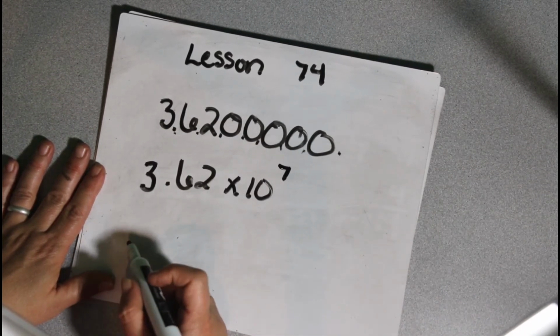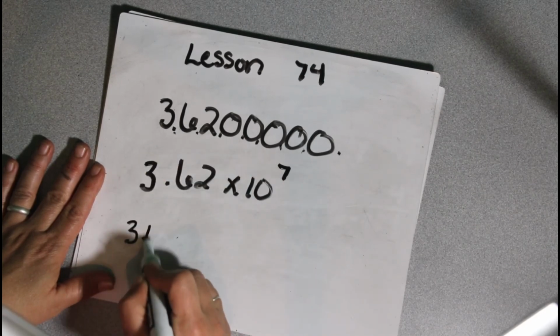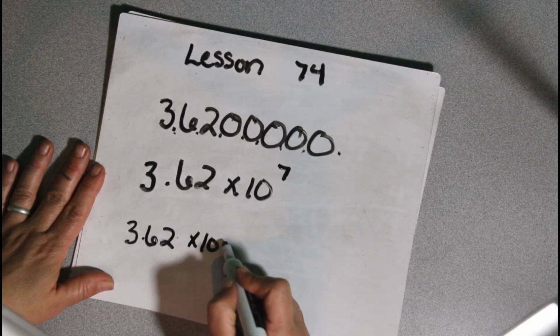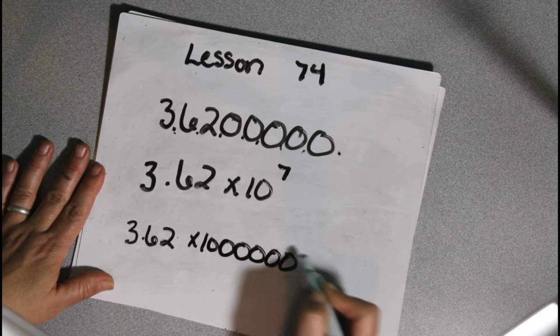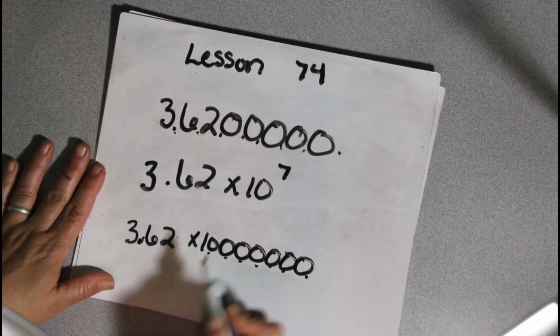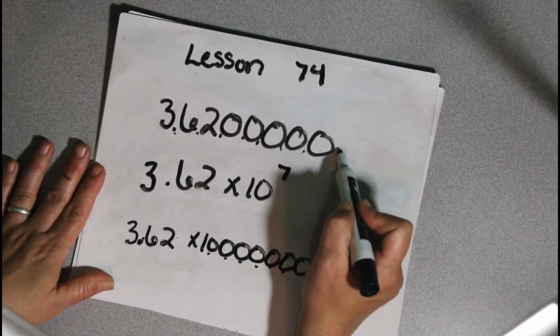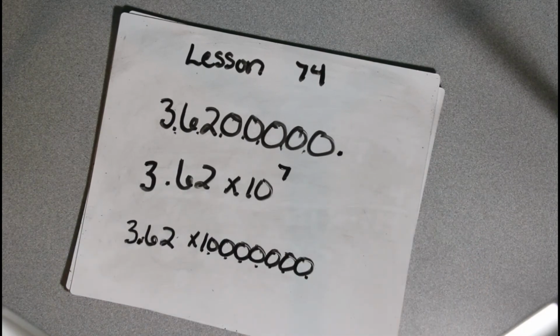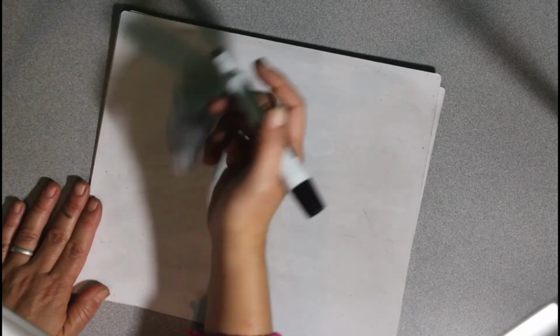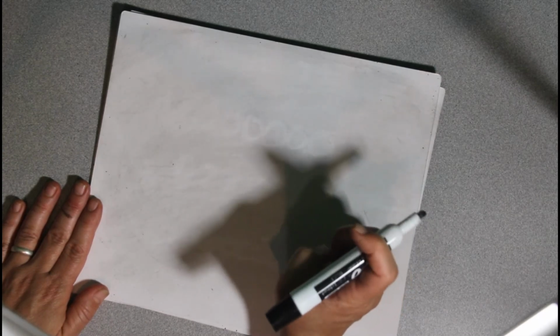So if we multiplied out 10 to the 7th, we would be multiplying 3.62 times, and then we would add 7 zeros. 1, 2, 3, 4, 5, 6, 7. And if we multiplied this, 3.62 times that, we would just move that decimal point back out and we would end up with that number. So in scientific notation, we would like to place the decimal point between the very first number and whatever number's after it. So we always want to have one whole number and then our decimal numbers after that. All right.